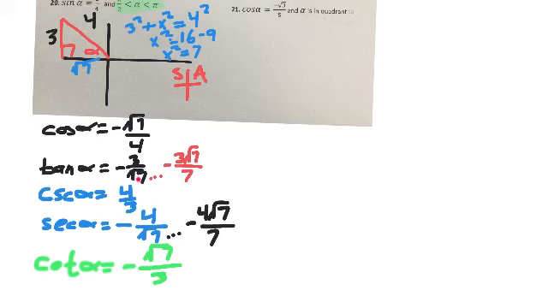Because we can't have a radical in the denominator, we have to rationalize it. Like in your calculator, if you put 3 over radical 7, I think it'll do it for you. But what you have to do is multiply top and bottom by radical 7. That's how you rationalize. So that just becomes negative 3 radical 7 over 7.